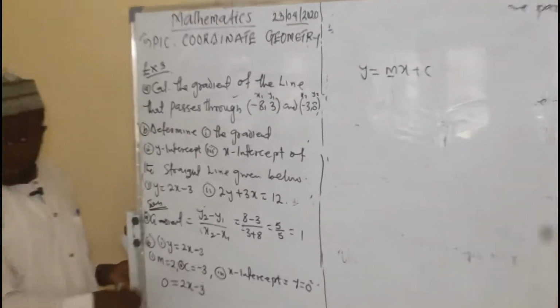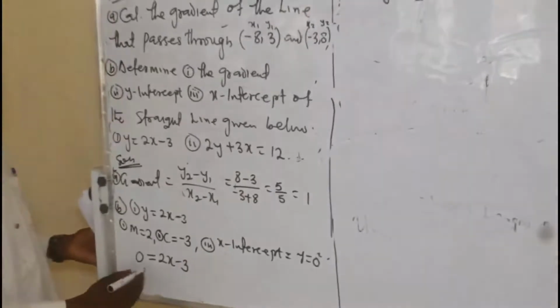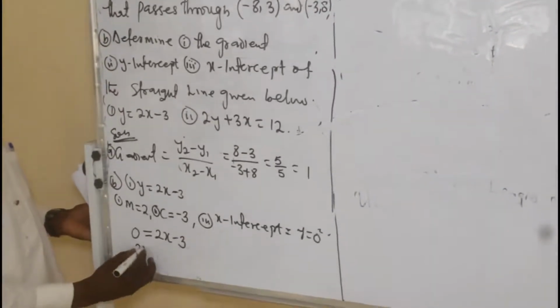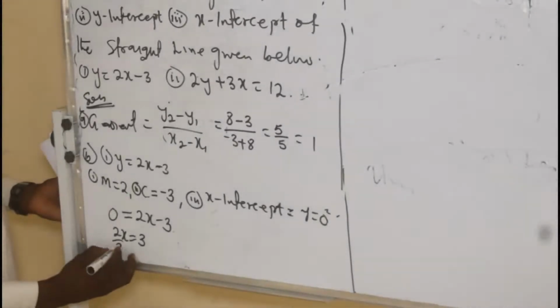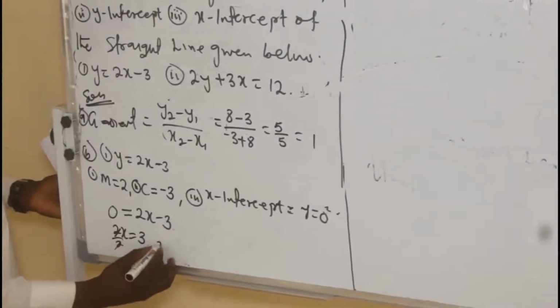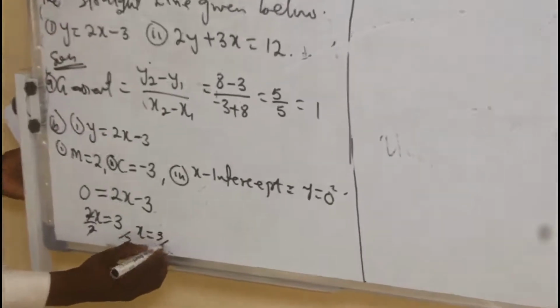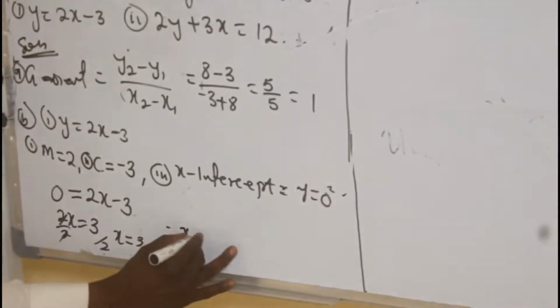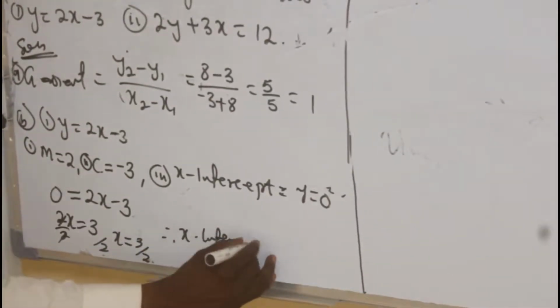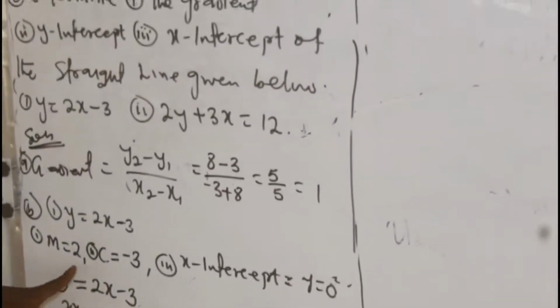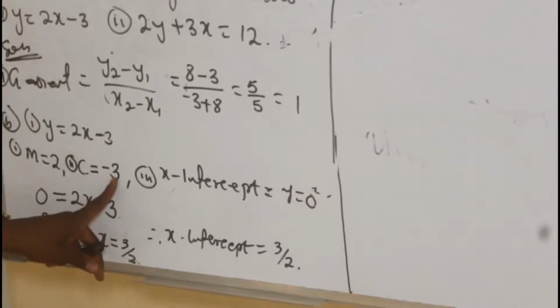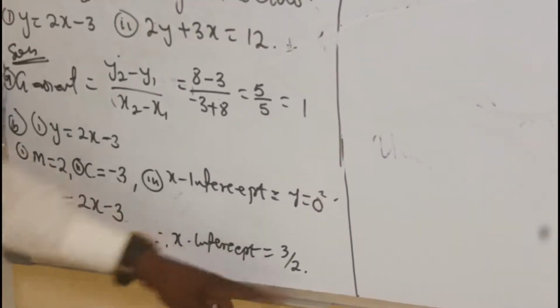Are we together? Make x the subject. If this comes back, you have 2x is equal to 3. When you divide both sides by 2, this goes with this. Therefore, x is now equal to 3 over 2. So therefore, we said x-intercept is equal to 3 over 2. Now, our gradient is 2, our c, which is y-intercept, is minus 3, and our x-intercept is 3 over 2.